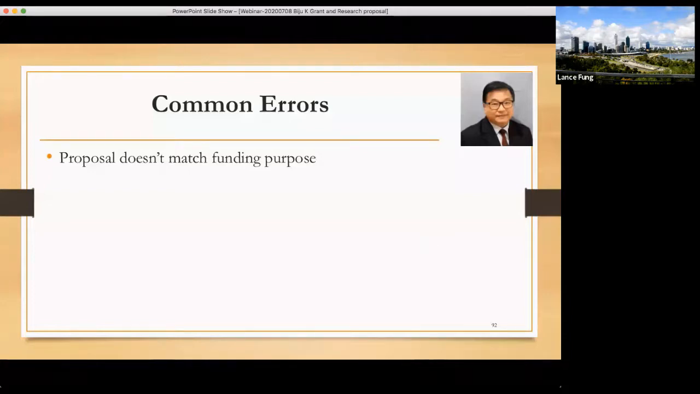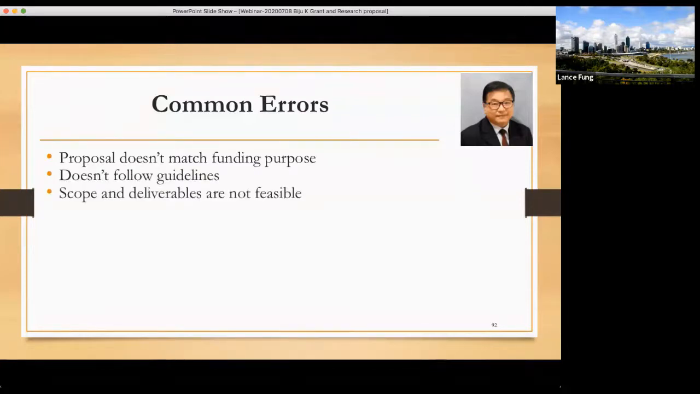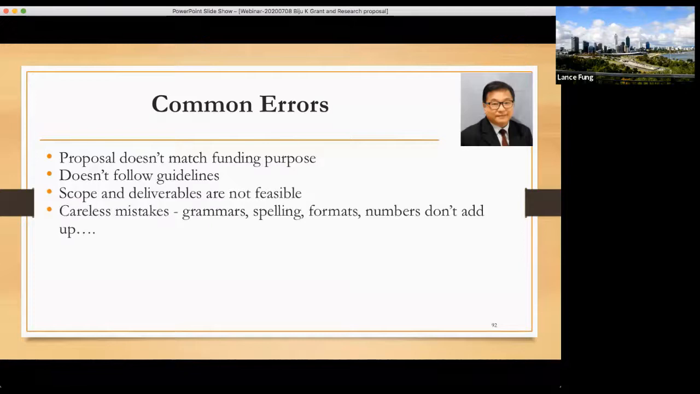First of all, they do not match the funding purpose. So they have not really examined why people give out the money in the first place. They didn't follow the guideline, especially the number of words and all those issues. The scope and deliverables are not feasible, okay? So don't just think that you can make a lot of promises. The decision makers have experience. They know what can be done and cannot be done.